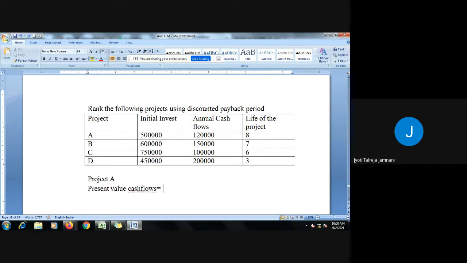Present value cash flows is equal to annual cash flows into present value interest factor annuity.